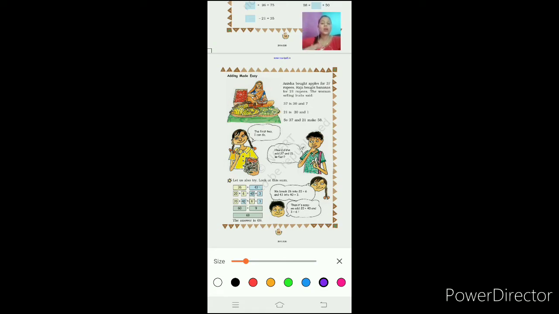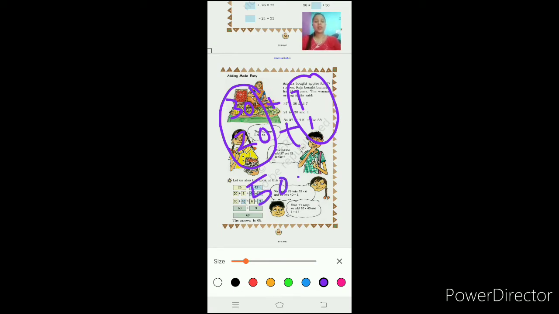Okay, so how does she add things? 30 plus 7, 20 plus 1. So first she adds 30 with 20. Okay, how? 30 plus 7 and 20 plus 1. First she adds 30 and 20 and 7 plus 1. Okay, so 30 plus 20 is 50 and 7 plus 1 is 8. So it's total 58. Okay, it's her maths.